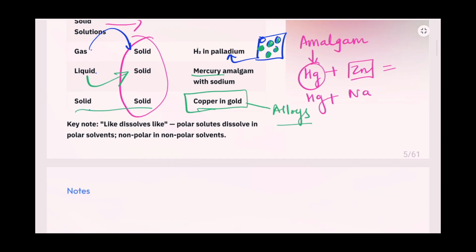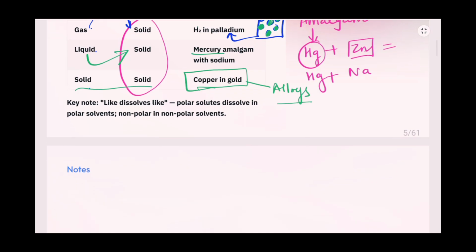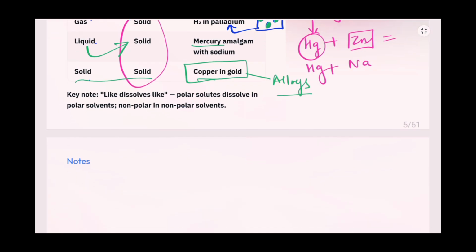So just remember this keynote given over here: like dissolves like, polar substances, solutes dissolve in polar solvents and non-polar in non-polar solvents. Everybody knows water is polar, and it has a dipole, delta negative, delta positive. Why we are putting positive negative, we already know, because hydrogen is less electronegative and oxygen is more electronegative. So if I take solvent H2O and I add in it a solute like NaCl, which is also ionic because it has plus and minus charges in it.